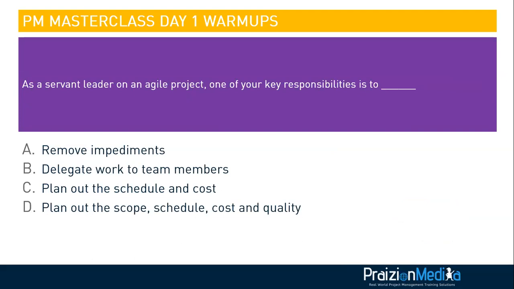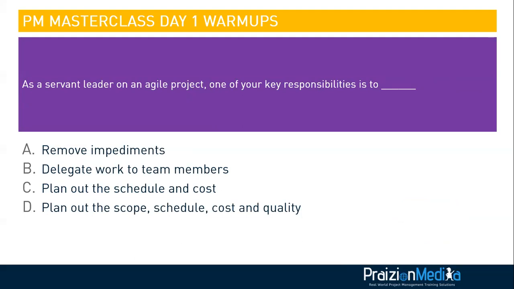As a servant leader on an agile project, one of your key responsibilities is to A, remove impediments. B, delegate work to team members. C, plan out the schedule and cost. D, plan out the scope, schedule, cost, and quality.